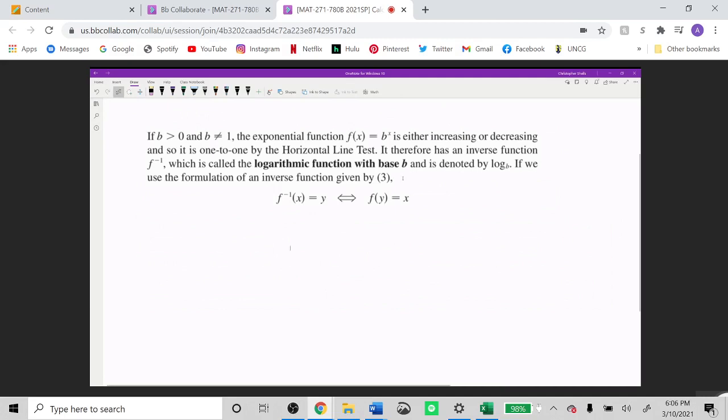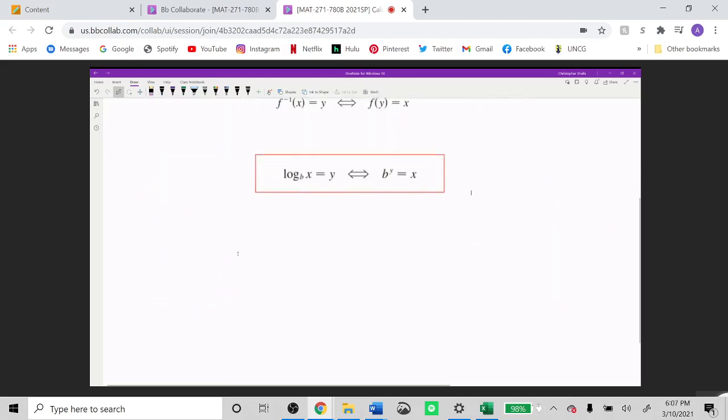If we use the formulation of an inverse function, f inverse of x is equal to y, which implies both ways that f of y is equal to x, then we get log base b of x is equal to y if and only if b to the y power is equal to x.